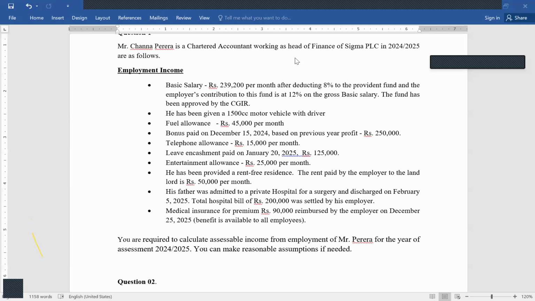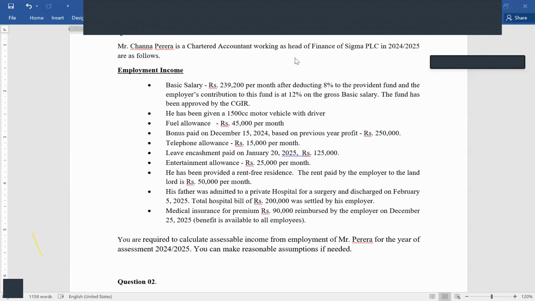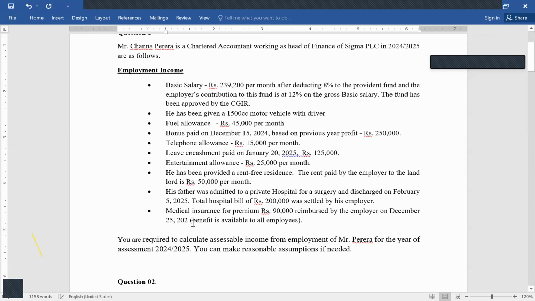Okay. So suppose it is for the year of assessment 2024. I have changed the date, the year, that is 2025. December 2024. That is for December 2024.